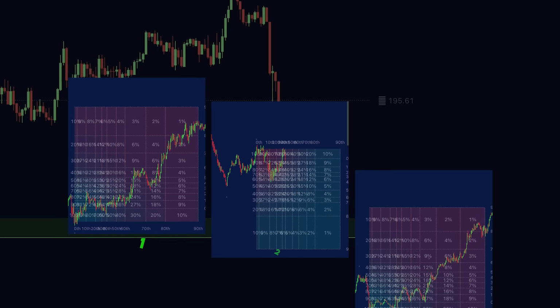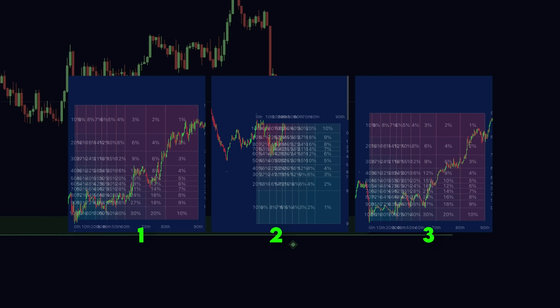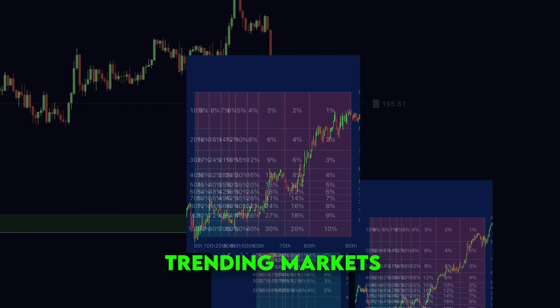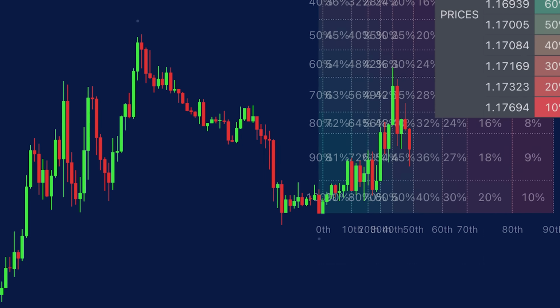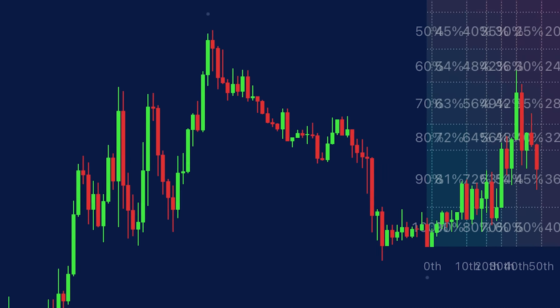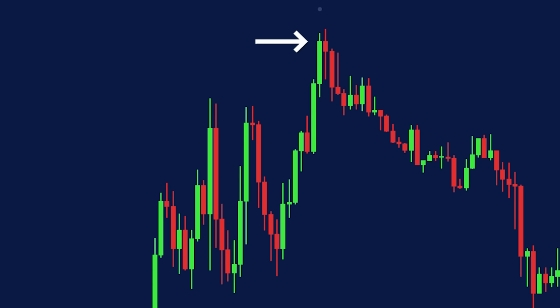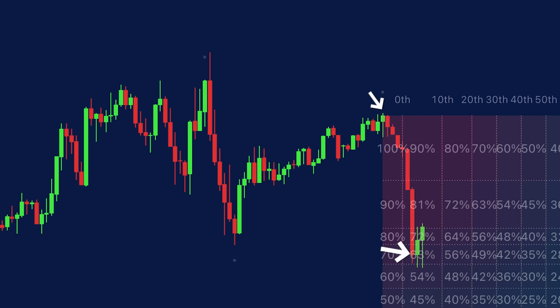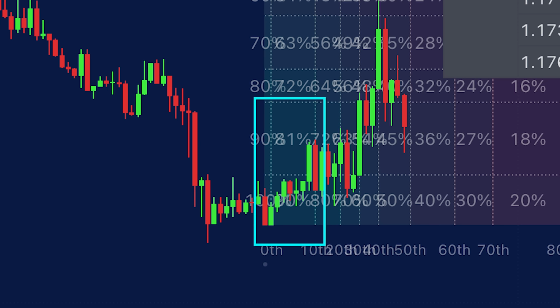Now, there are 3 ways the top 1% traders use this indicator, each one more profitable than the last. For trending markets, the probability grid excels at identifying high probability pullback zones. Look for trends where price is consistently making higher highs and higher lows, or lower highs and lower lows. When price enters the 80 to 90% probability zone against the trend direction, that's your reversal signal.